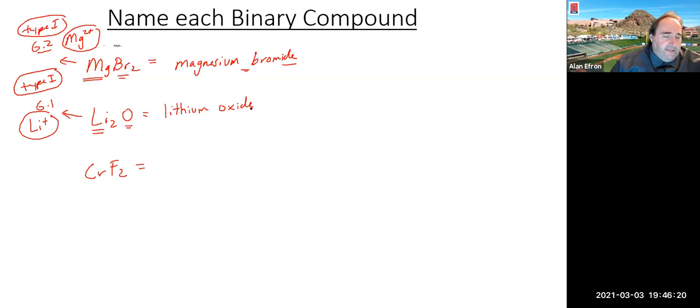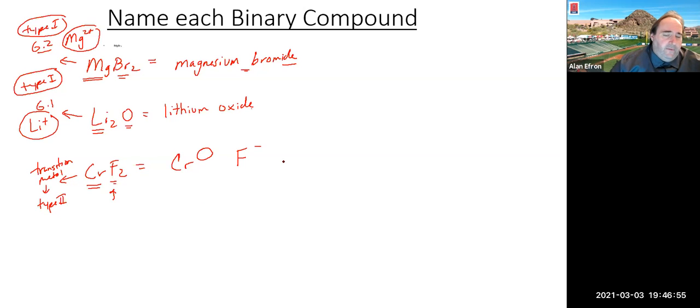Now, if we look at the last one, Cr is chromium, which is a metal. F is fluorine, which is a non-metal. But Cr is found in the transition metal region, which automatically should tell you it is a type 2 compound, which means it can have multiple charges. So we do want to figure that guy out. So chromium could have a variety of charges. But when we look at the F, it is group 7, which is a -1 charge.